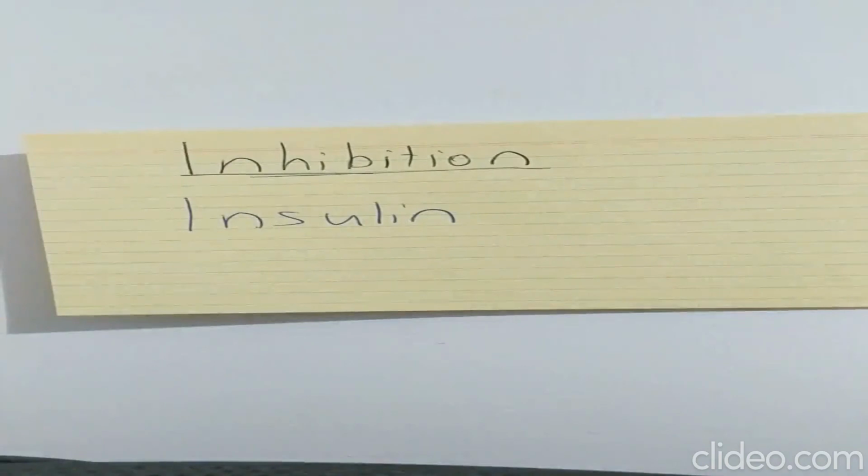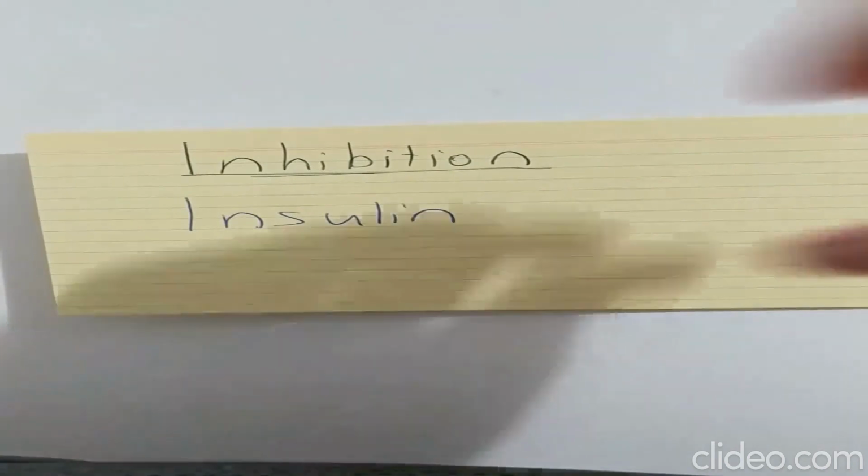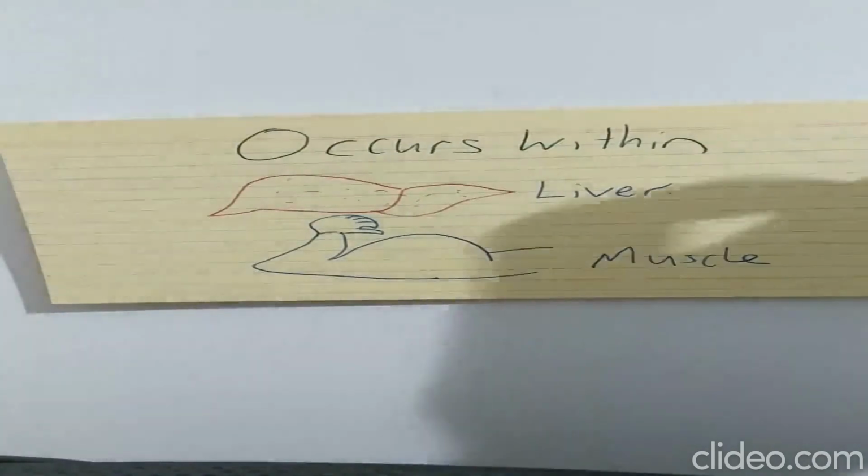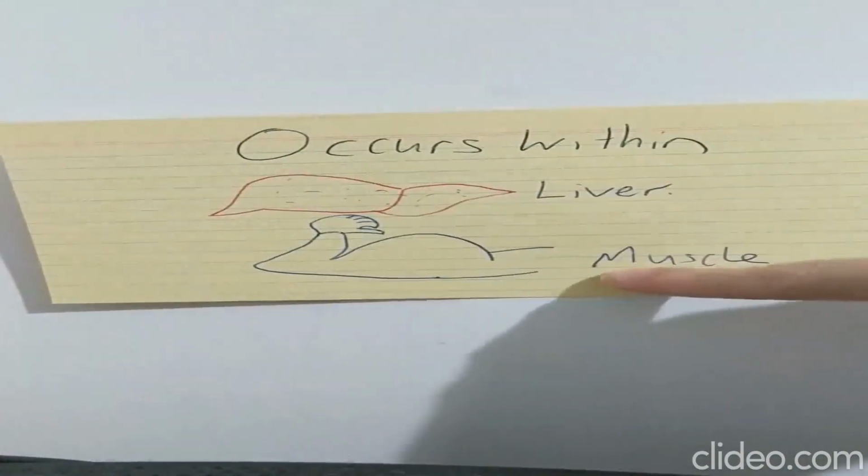Inhibition. The hormone responsible for inhibiting this process is called insulin. Glycogenolysis can occur within the liver and within the muscle.